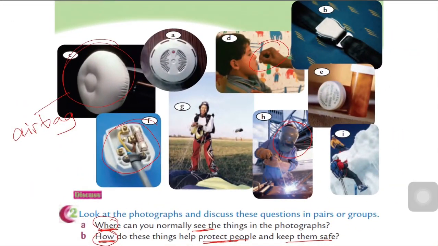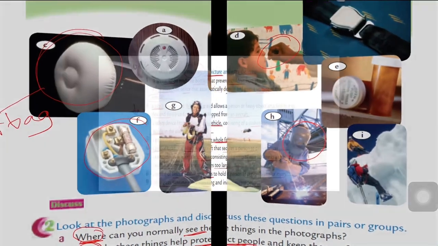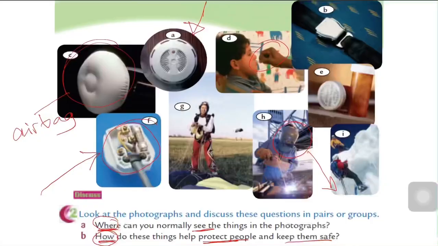Now, as you can see here, this is a picture of an airbag, and this is what we call a fire alarm. And this is, you can find inside a plug, and this mask or visor is to protect our faces. So here we need to know more about these words. We have two questions to help us. Where can we normally see the things in the photograph? The places. And the second question is, how do these things help protect people and keep them safe?